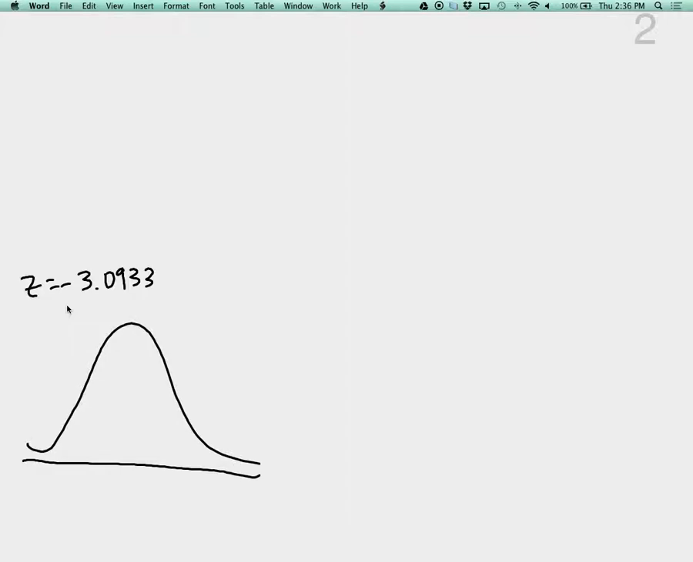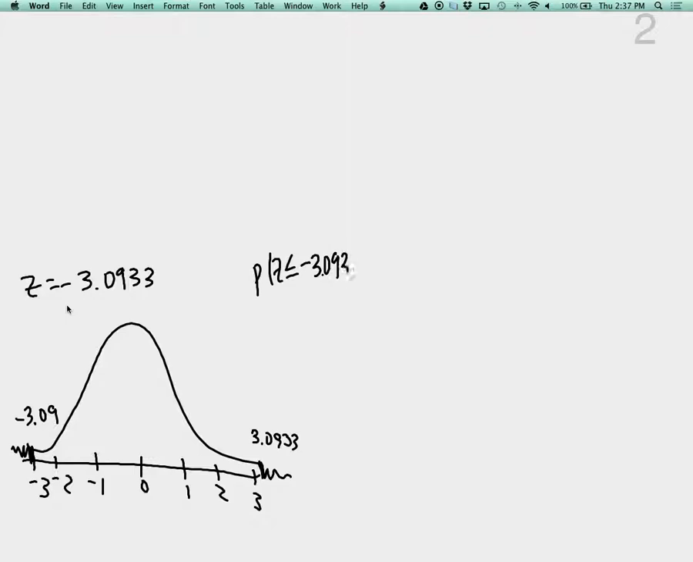Okay, so let's think of what we're looking at. If we draw a normal curve, we got this negative 3.09, and we did a two-tailed test. So you're going to have to do the lower tail, and then the upper tail also. Of course, they're symmetric, so you really only have to find one of them. We're going to find the probability that z is less than or equal to negative 3.0933. That's the lower tail, and then we're going to multiply by 2.